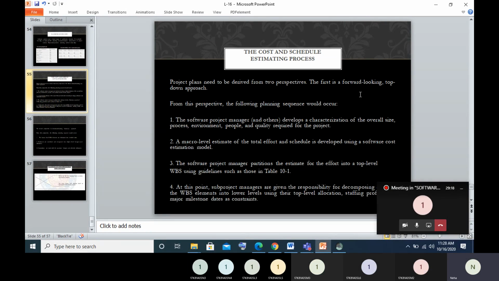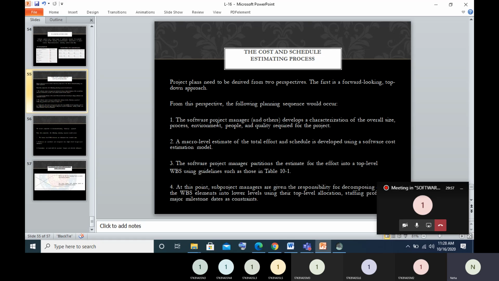So from this perspective of top-down approach or forward-looking approach, there are some planning sequences that would occur. So one by one we have to see these. Like the software project manager develops a characterization of overall project size, process, environment, people, and the quality required for the project. All these things should be there. Then a macro level estimate of the total effort and schedule is developed using some cost estimation model. So that can be your COCOMO model also.